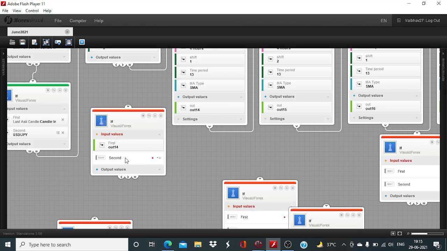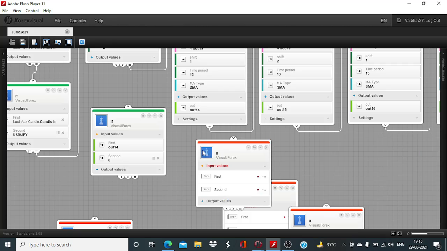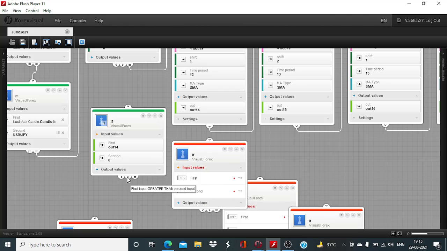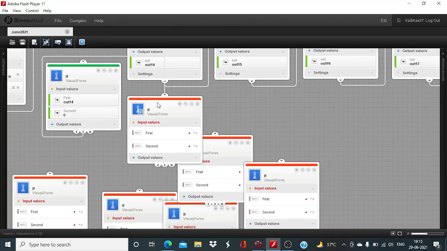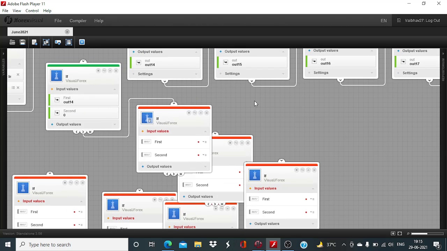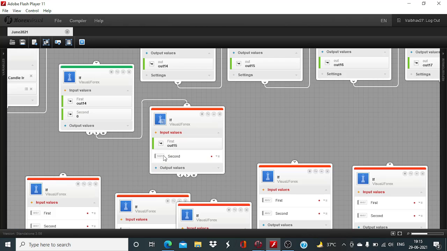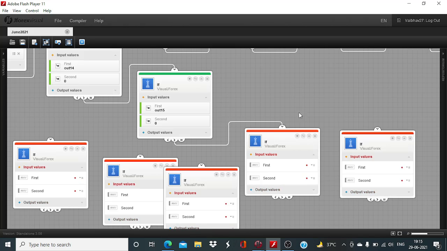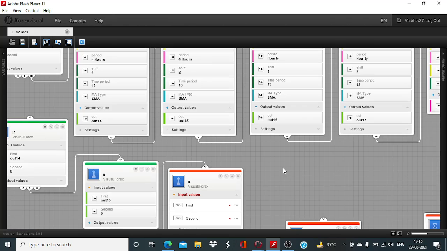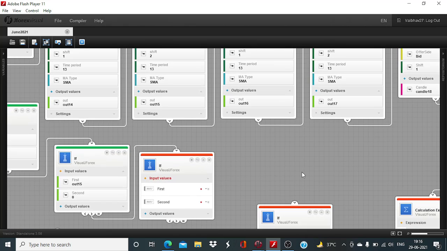Out 14 needs to be greater than 0. First input greater than second input. Out 15 also needs to be greater than 0. Same thing for hourly time period. Out 16 and out 17 also need to be above 0.